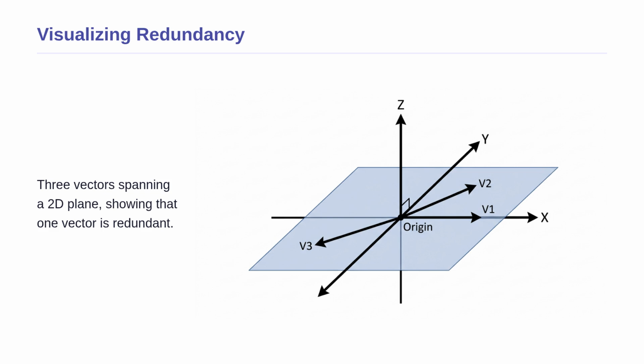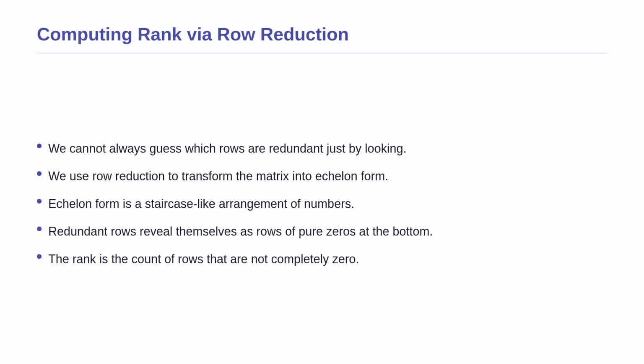So how do we actually find this rank? We cannot always just look at a matrix and guess which rows are redundant. Instead, we use a systematic method called row reduction to transform the matrix into what is called echelon form. Echelon form is a staircase-like arrangement of numbers. By subtracting multiples of one row from another, we force the hidden redundant rows to reveal themselves as rows of pure zeros. Once the matrix is in this staircase shape, we simply count the number of rows that are not completely zero. That count is our rank.